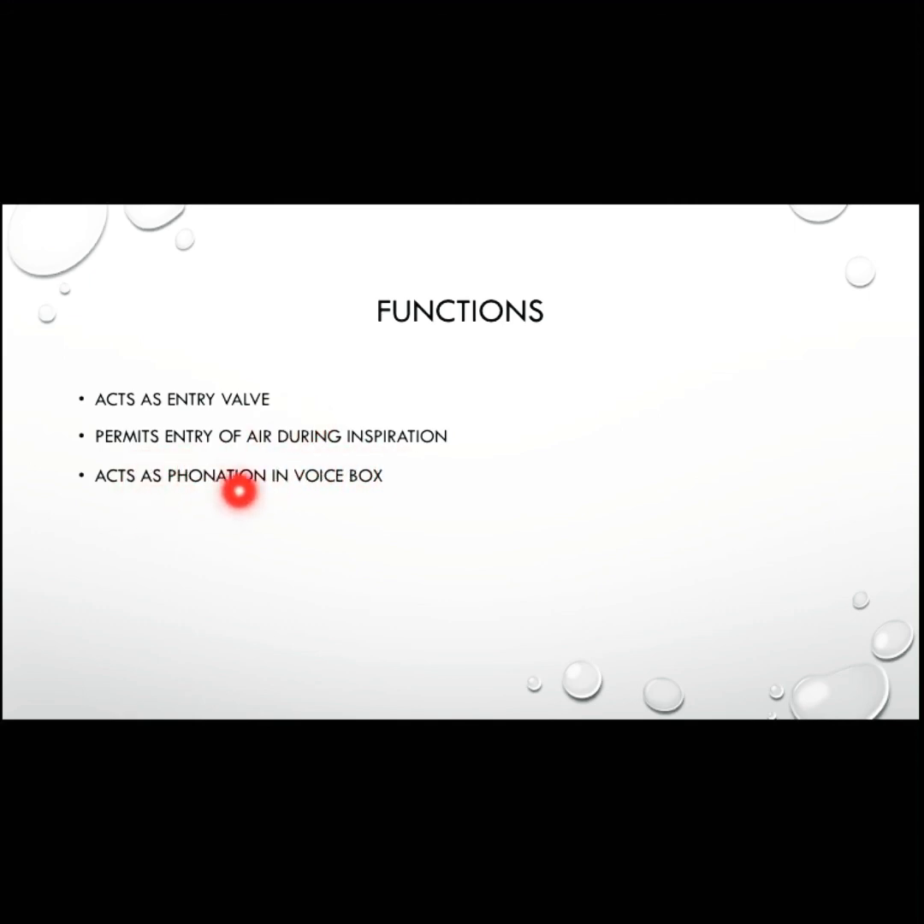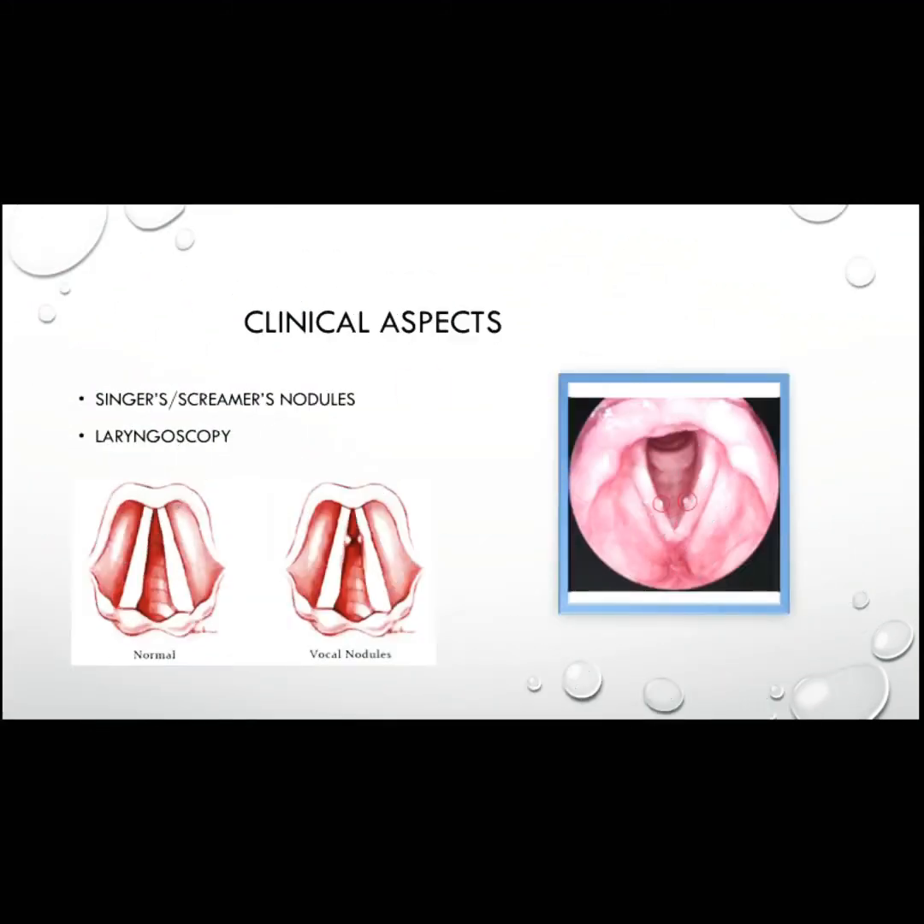Next is its clinical aspects. Singers or screamers nodules are the condition in which there is nodule formation in the anterior 3/5 part of the Rima glottidis. This usually happens when people like singers, teachers, etc. strain their voices. Laryngoscopy is a method in which the internal parts of patient's larynx, like the true or false vocal cords, base of the tongue, piriform fossa, epiglottis, etc. can be seen.